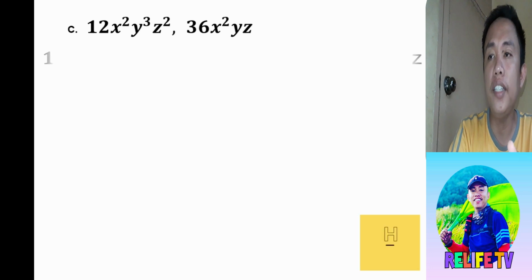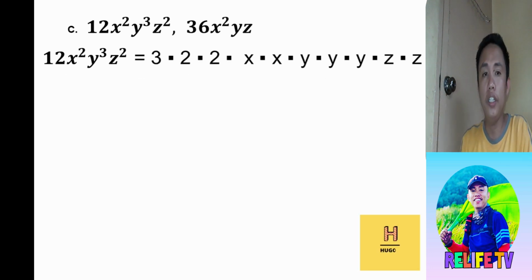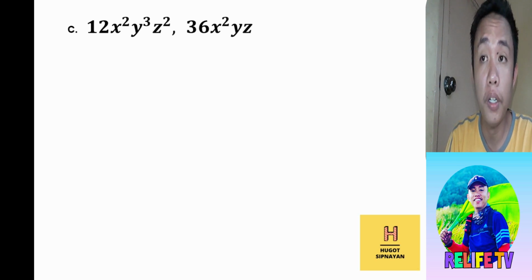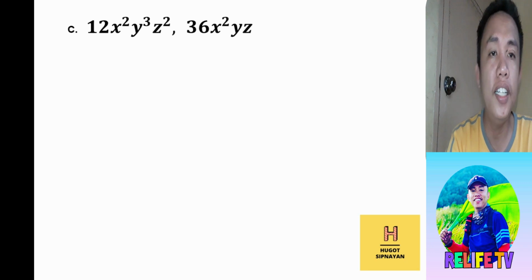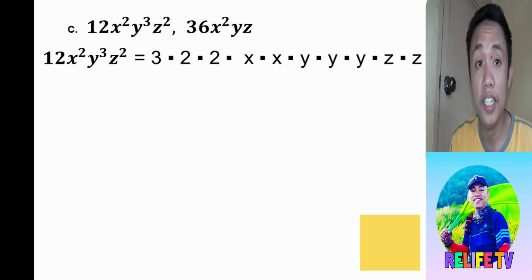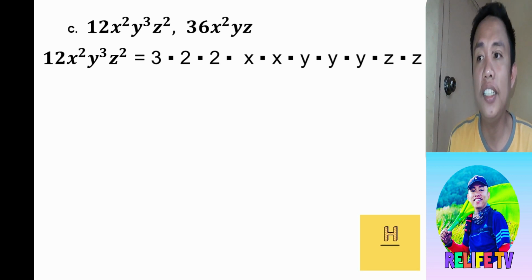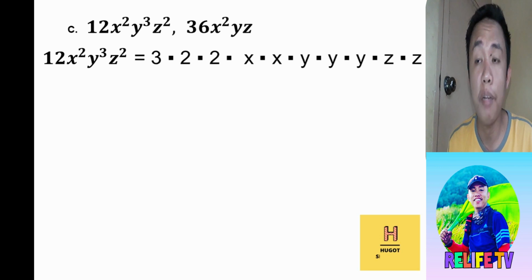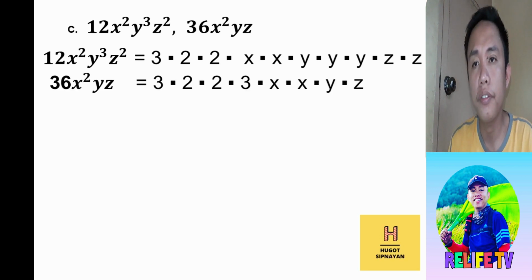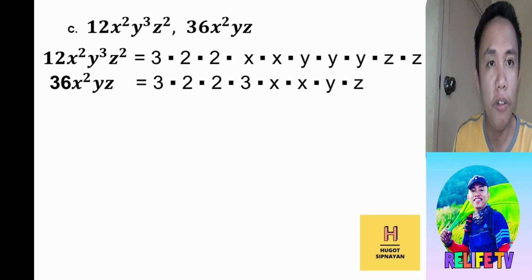So, for the next item, we have 12x squared, y cube, z squared, and we have 36x squared, y, z. So, ngayon, yung gagawin natin, pagsasamaan lang natin yung rule. Yung 12, pag pinahaba nyo, ganyan na nakalalabasan niya. Pag ginamit naman natin yung 36, ganyan din ang kalalabasan niya. Pinaghiwa-hiwalay lang natin. Alisin yung mga common. Ganon. Binilugan siya.